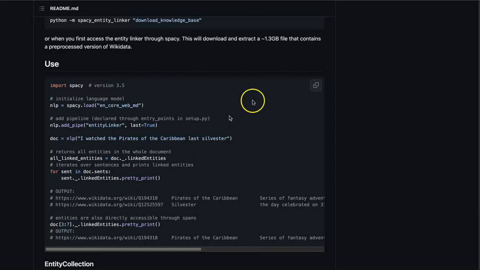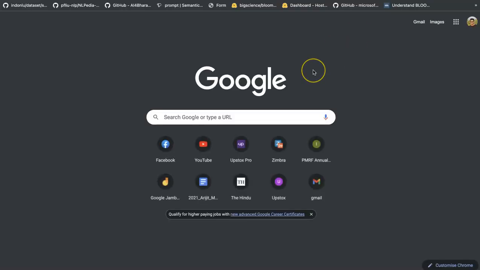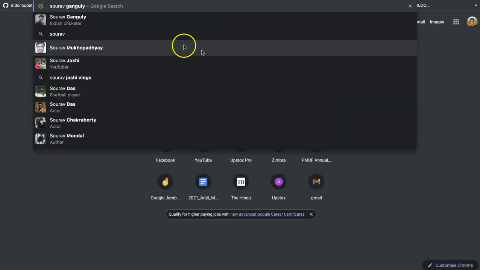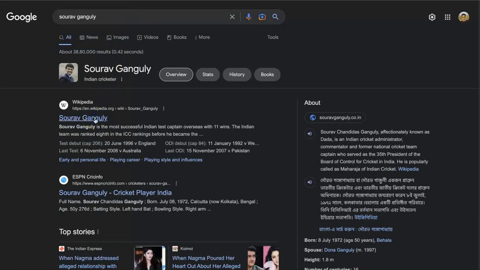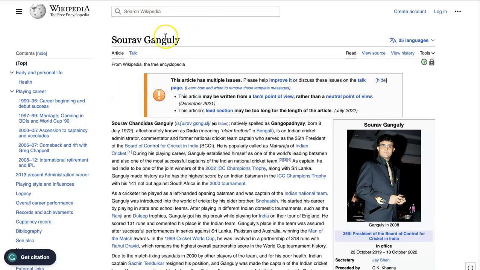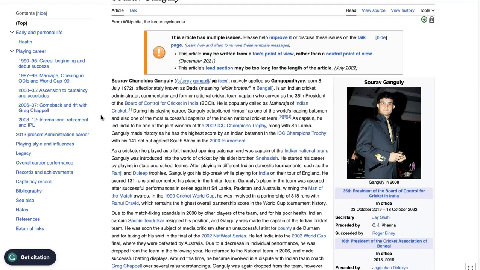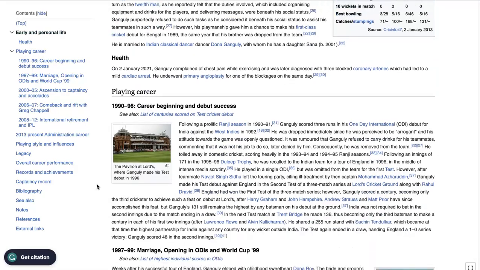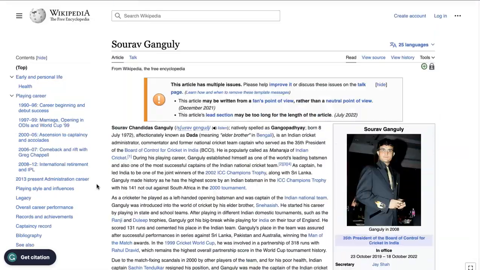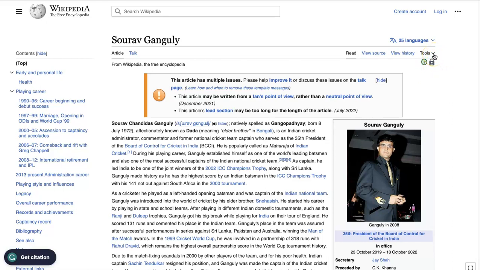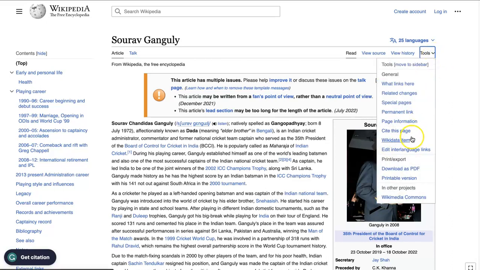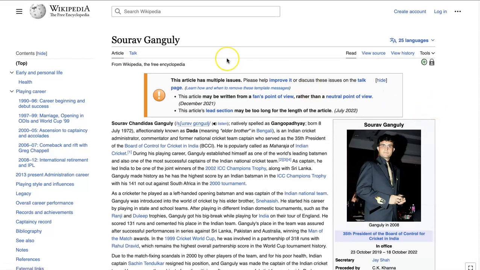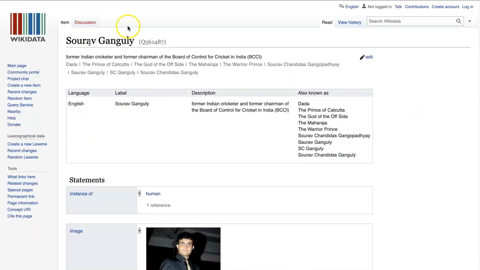Suppose, I don't know if I can show you, let's check Saurabh Ganguly, and let's find it here. Yeah, so this is the Wikipedia page for Saurabh Ganguly. But if you want to see the Wikidata behind that, I don't know how nowadays they show this. Previously there was a link from where you can see all this. So let me check the Wikidata link. Yeah, Wikidata. So these are the Wikidata items.